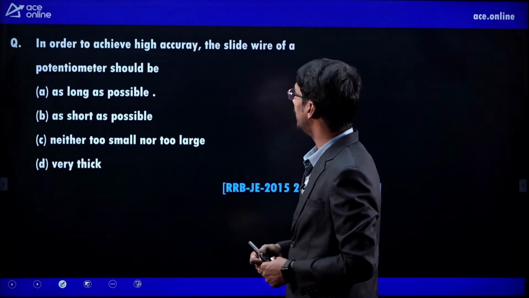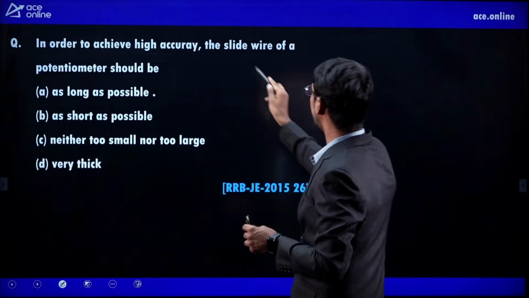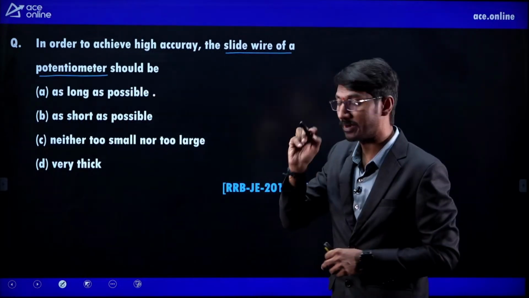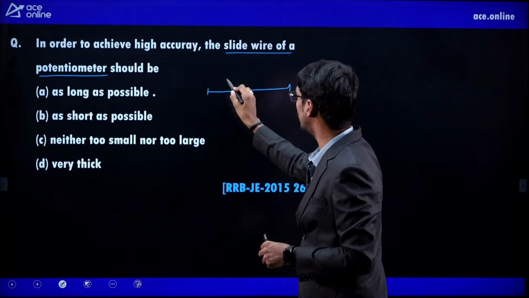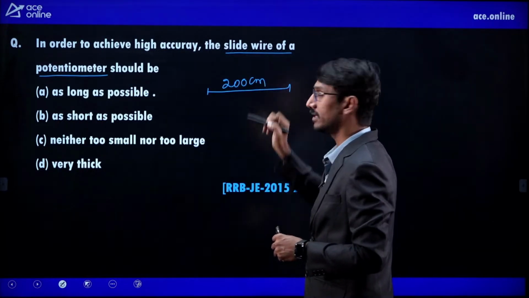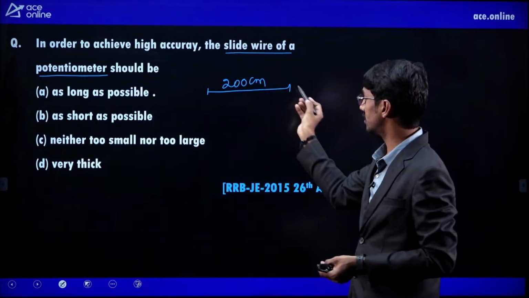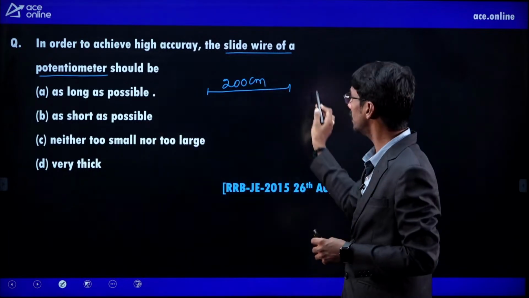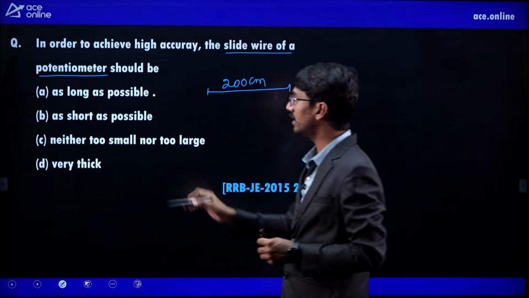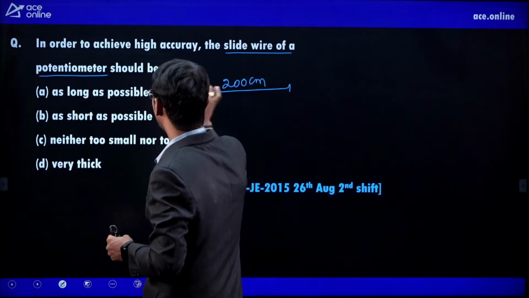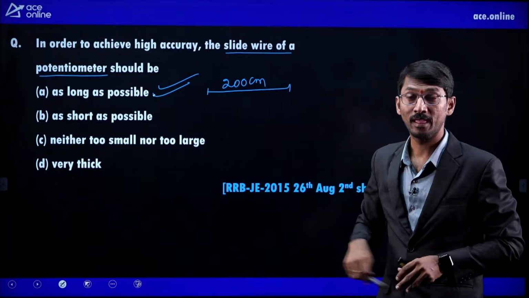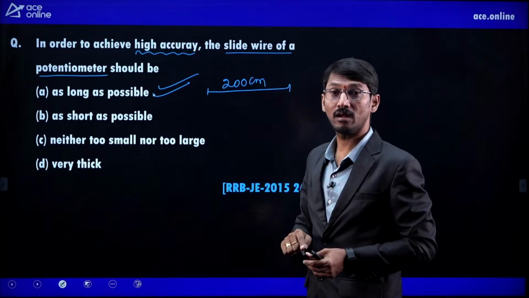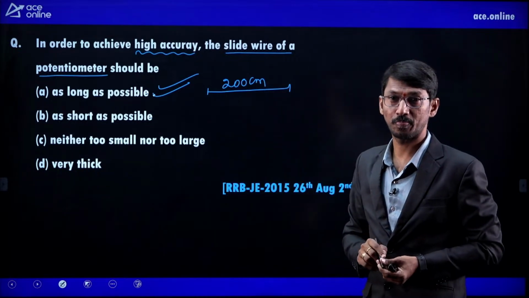Next one. In order to achieve high accuracy, the slide wire of a potentiometer should be, right? See, in my explanation also, I have taken the slide wire length as 200 centimeters, like 2 meters. Even the questions also we have taken simply 1 meter, 75 centimeter, 1.5 meter, etc. Why, sir? To get high accuracy. That's why the potentiometer wire must be as long as possible to have high accuracy. Now, next one.